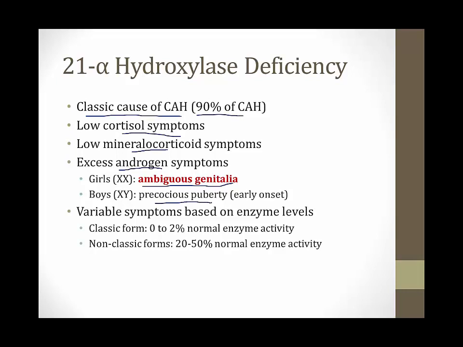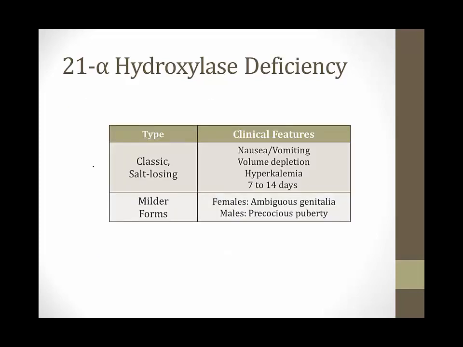Now, in real life, there are variable symptoms based on enzyme levels. There's a classic form where these children are severely deficient in 21-alpha hydroxylase. There are also non-classic forms where children have up to 50% of the normal enzyme activity. You can read about all the different subtypes of this disorder in your textbooks, but you don't need to know all that for Step 1. You just need to know the underlying physiology.